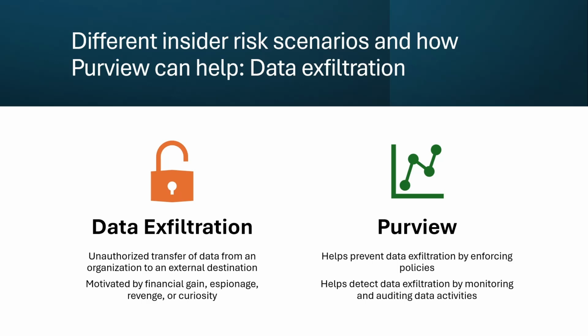Now, data exfiltration could be motivated by a number of reasons. For example, some employees could exfiltrate data for financial gain or for the purposes of espionage, revenge, or just plain curiosity. Now, Purview can help us prevent data exfiltration because it allows us to enforce policies that restrict data access or data transfer based on the sensitivity of the data, the location of the data, the user, the data action, the data destination, or other criteria.